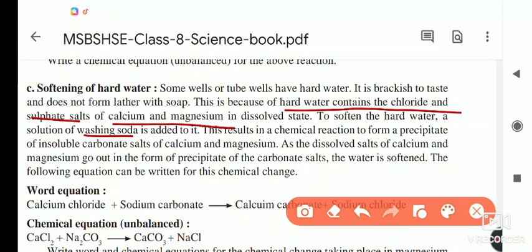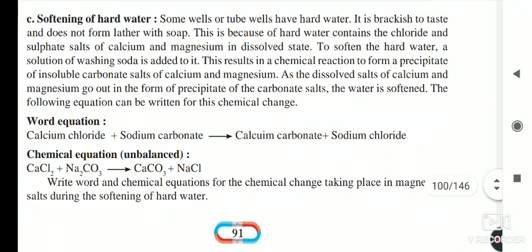to form a precipitate of insoluble carbonate salts, that is calcium carbonate and magnesium carbonate, as the dissolved salts of calcium and magnesium go out and form a precipitate of the carbonate salts. Okay, so the precipitate forms and goes out. The water is softened and the following chemical reaction takes place in this process.